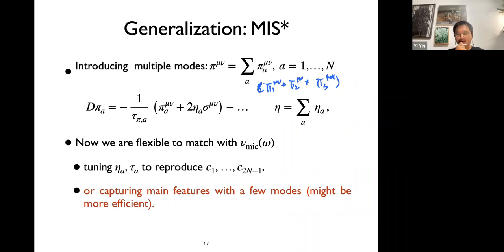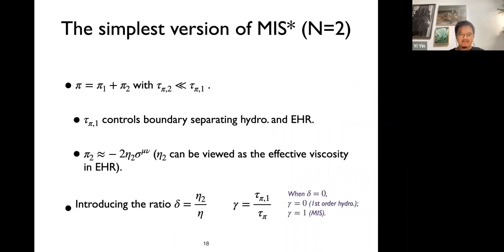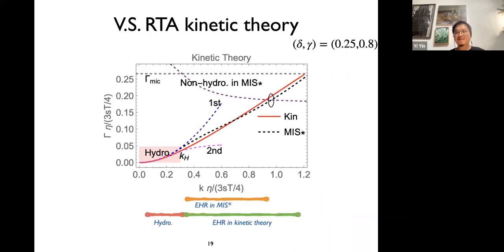Right, I think that's a very good question. Suppose there's only two decomposition, it is quite easy. We just introduce associated tau pi 1 and tau pi 2 and eta 1 and eta 2. But I guess at a deeper level, the question you are asking is what would be the physical interpretation of this mode? Why is pi 1 different from pi 2? Is this what you're asking, Marcia?